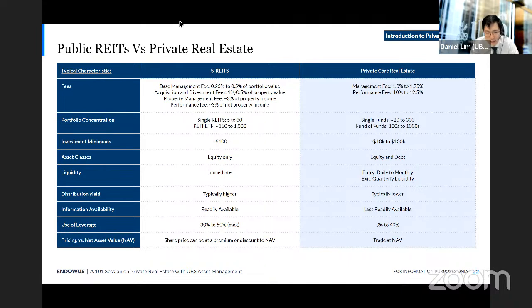So as long as they pay out at least 90% of their distributable income, there will be tax benefits. On the other hand, for private core funds, while distribution yield is certainly a factor that they do look into, they also do consider the potential for an asset to appreciate over time, much more so than a REIT would.